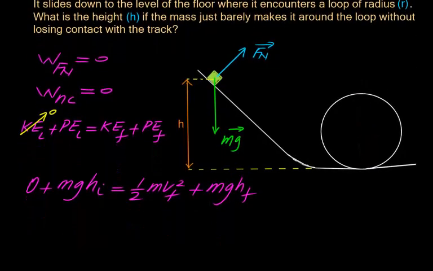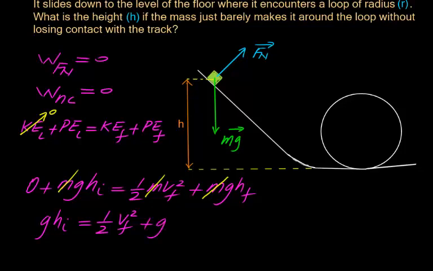Notice also that the mass is a common factor, therefore it cancels out. This equation now can be simplified as follows. The gravity times the height initial equals 1/2 times the v final squared, which is the speed at the top of the loop, plus the gravity times the height final, which is equal to twice the radius of the loop. Since the h needs to be expressed only in terms of those quantities that are mentioned in the question, which is the radius r only, I need to get rid of this v final.